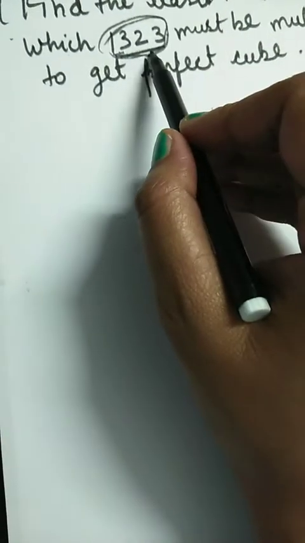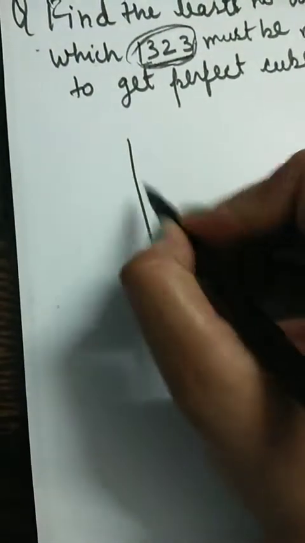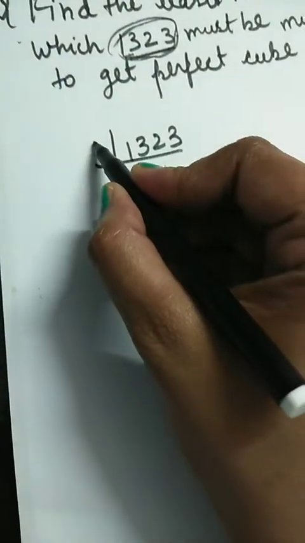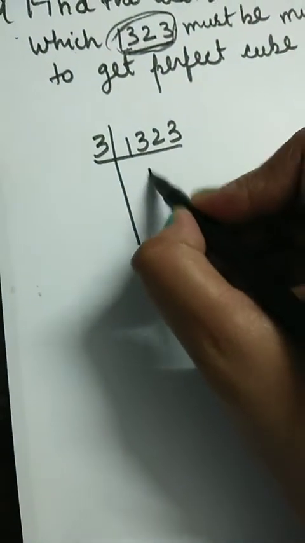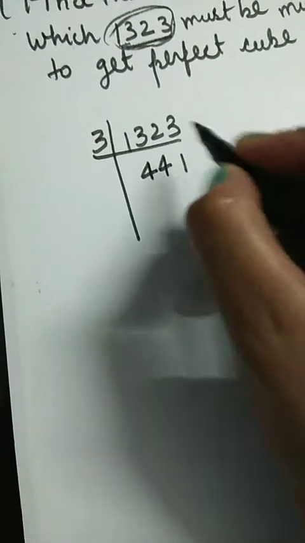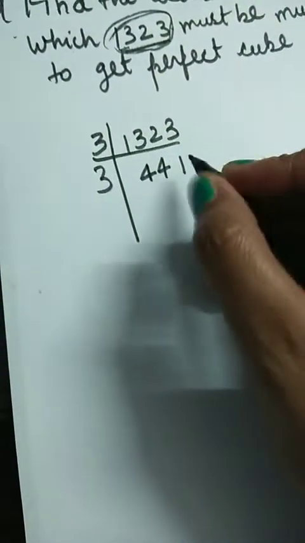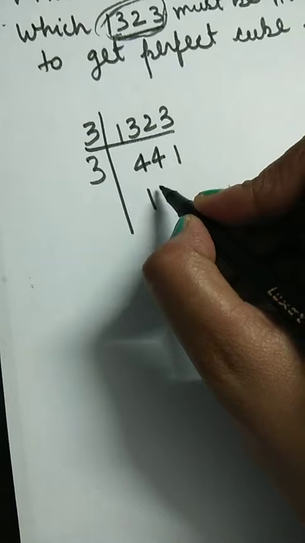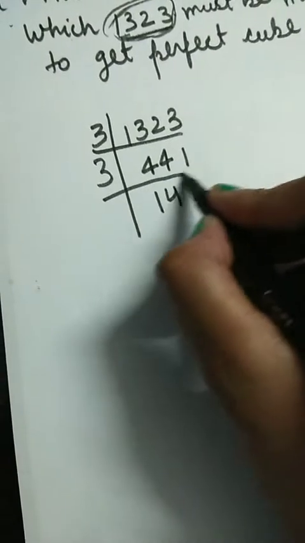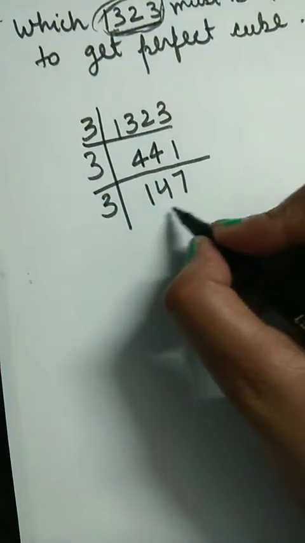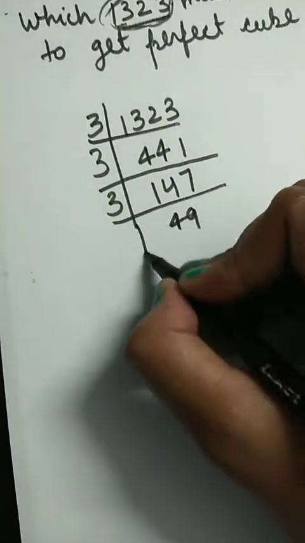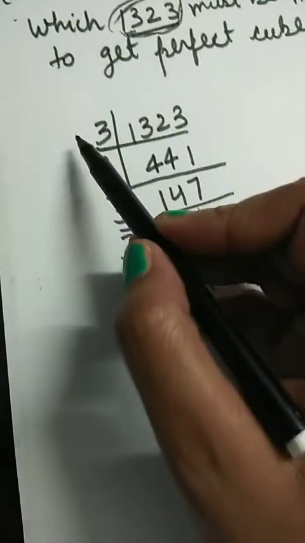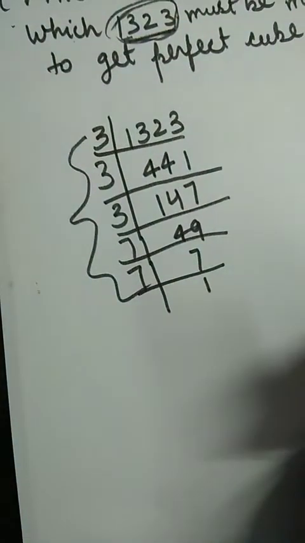So we will find the prime factors of this number. Now we'll take it by 3. 3 fours are 12, and 3 ones are 3. Again 3 fours are 12, and 3 sevens are 21. This will be 3 four nine times, and 7 ones are 7, 7 ones are 7. We take only prime numbers, and I have already told you what a prime number is.